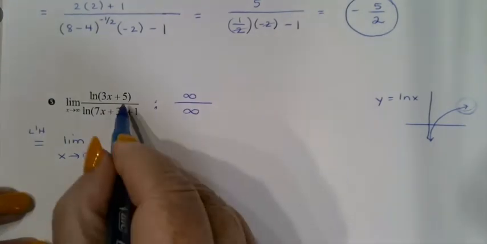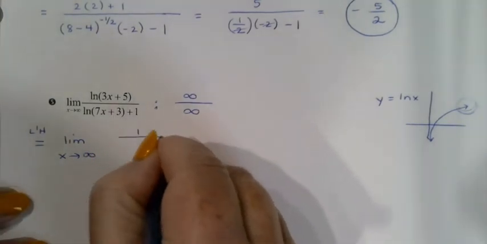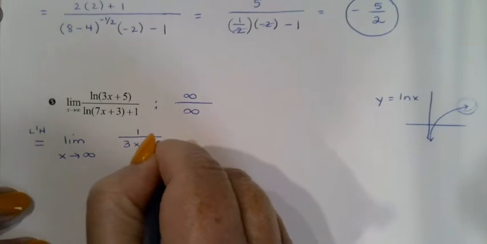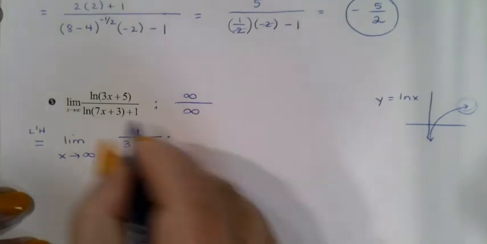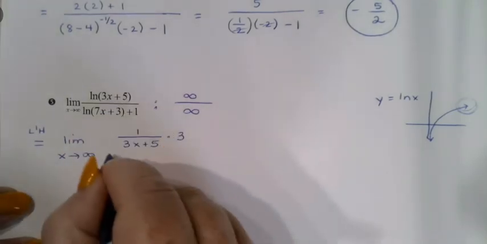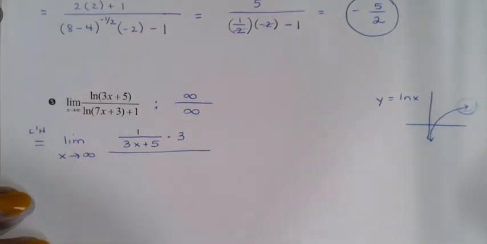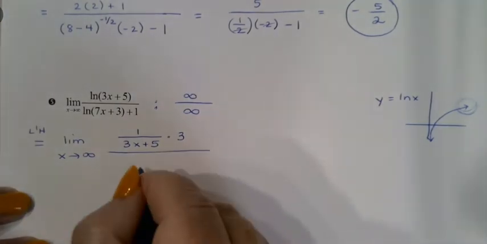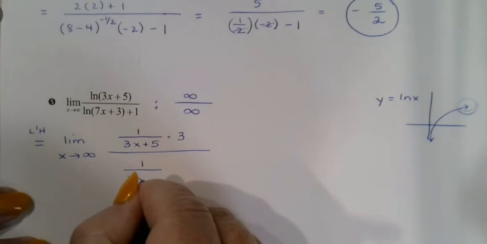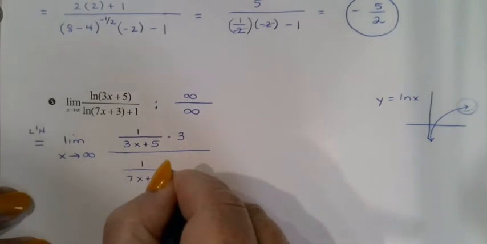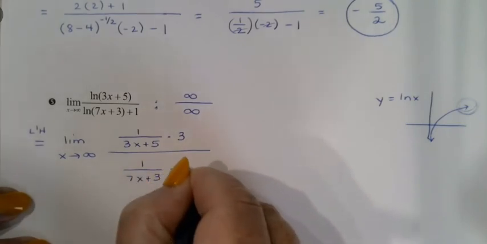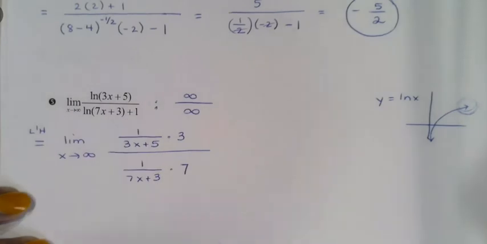All right, for the top, I'm going to get 1 over 3x plus 5. And then the chain rule would give me a times 3. On the bottom, I'm going to get 1 over 7x plus 3. And the chain rule there will give me a times 7. The derivative of the 1, of course, is just going to be 0.